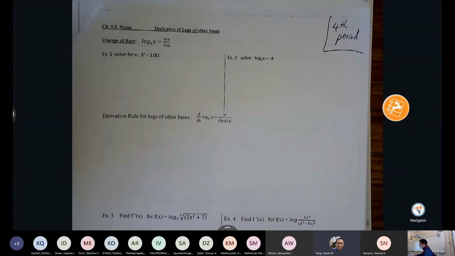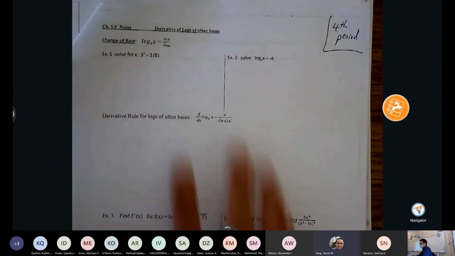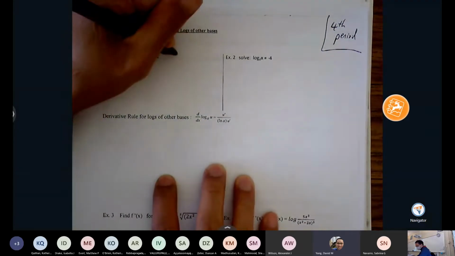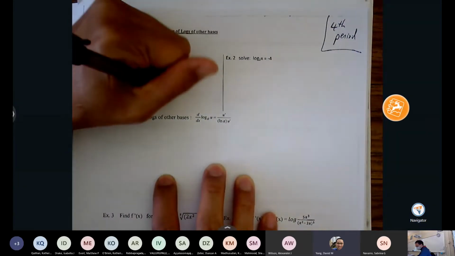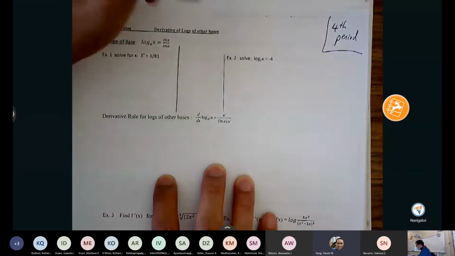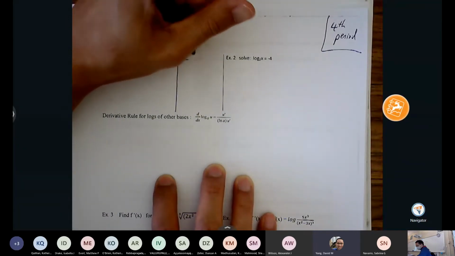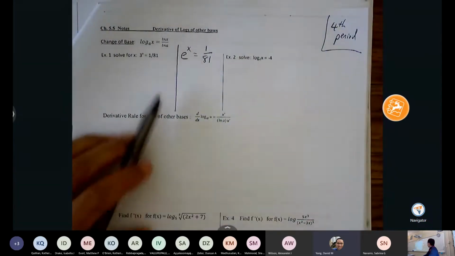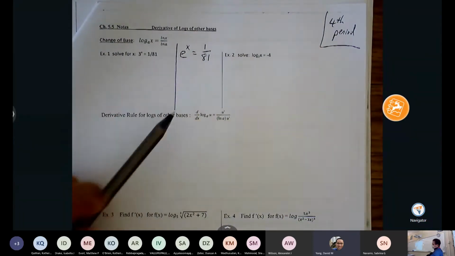So I want to start off with something that we know how to do from these previous solving equations that we did. So before we look at 3 to the x equals 1 over 81, let me put this to the side so that we can just compare with something that we know how to do. Let's say I gave you e to the x equals 1 over 81. Now, we want to solve for x.